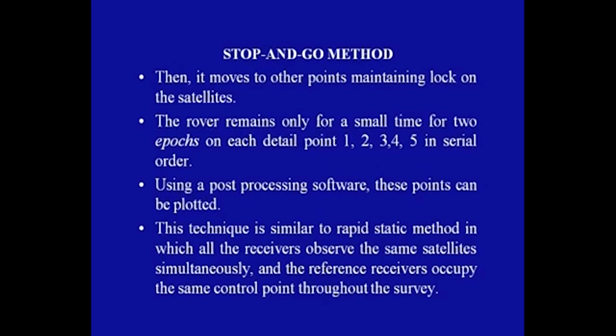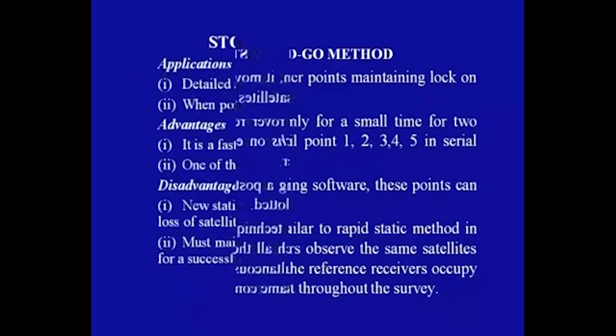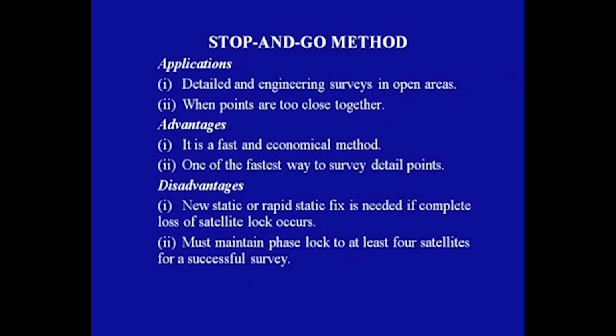This technique is similar to rapid static method, in which all the receivers observe the same satellite simultaneously and the reference receiver occupies the same control point throughout the survey. Applications are, first, when detailed and engineering surveys in open areas are to be carried out, and second, when the points of observations are too close to each other.